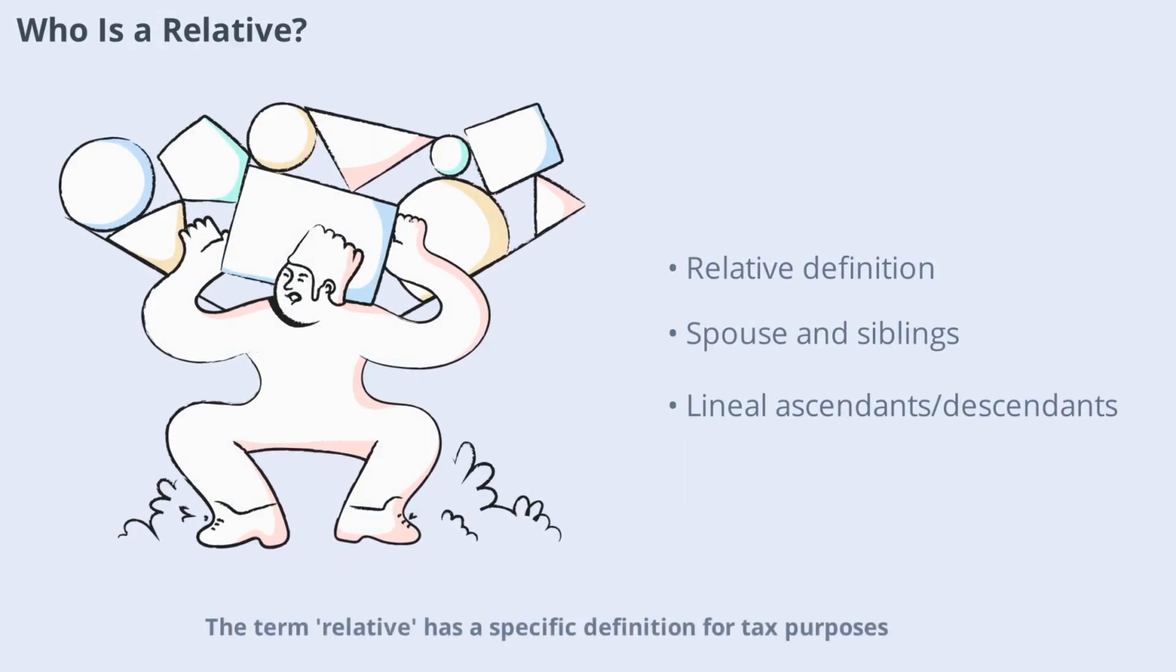The term relative has a specific definition for tax purposes. It includes your spouse, siblings, siblings of your spouse, siblings of your parents, lineal ascendants or descendants and their spouses. This definition is important because gifts from these individuals are not taxable regardless of the amount.